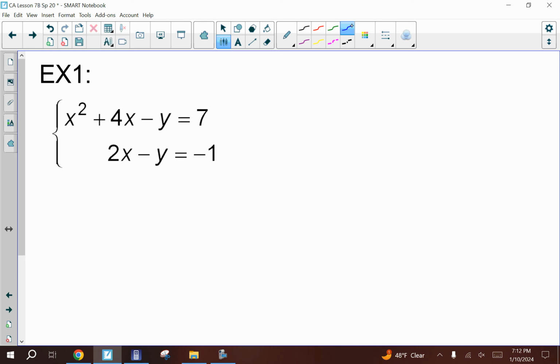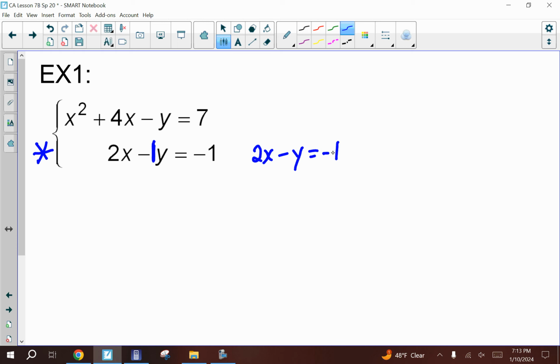In lesson 7A, we learned which equation to start with. In my strategy here, I'm going to stay away from the exponent if possible, so I'm going to start with the bottom equation. We're still going to use the same strategy: go after the number or the letter that has the 1 in front. So I'm going to start off with 2x minus y equals -1.